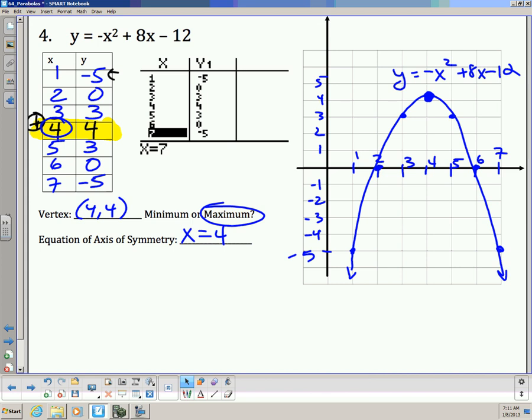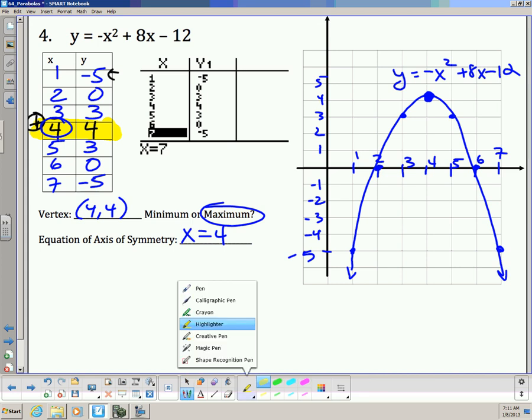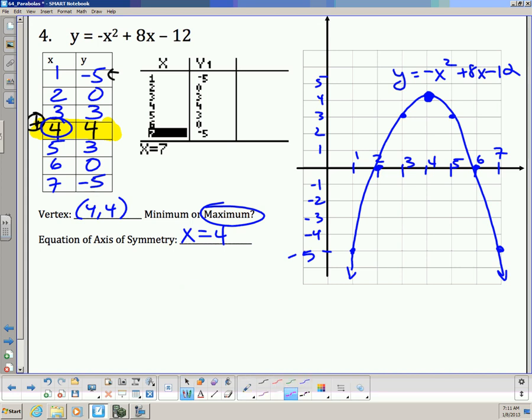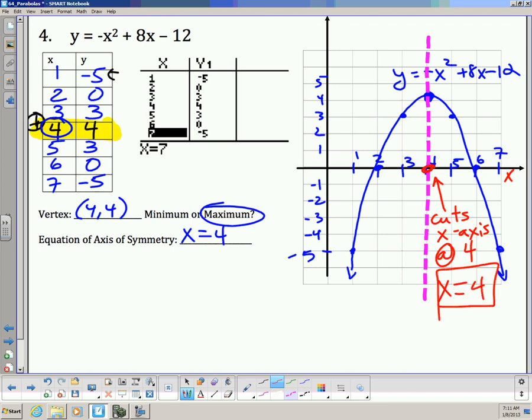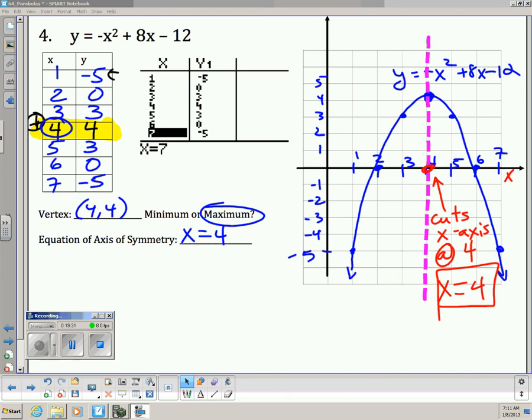Or you can draw it in. And another way to see it, if you draw the axis of symmetry in, it cuts the x-axis. This is the x-axis. It cuts the x-axis at 4. So its equation is x equals 4. And from here, you should be able to do any of the problems I give you.